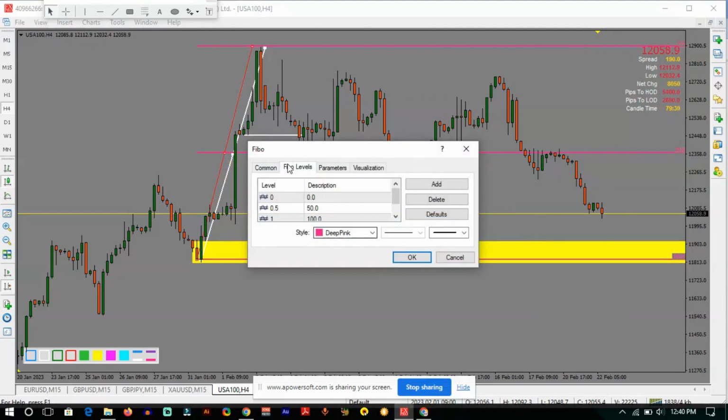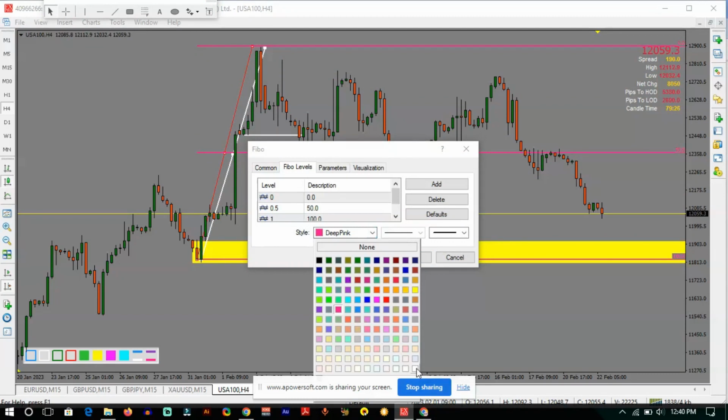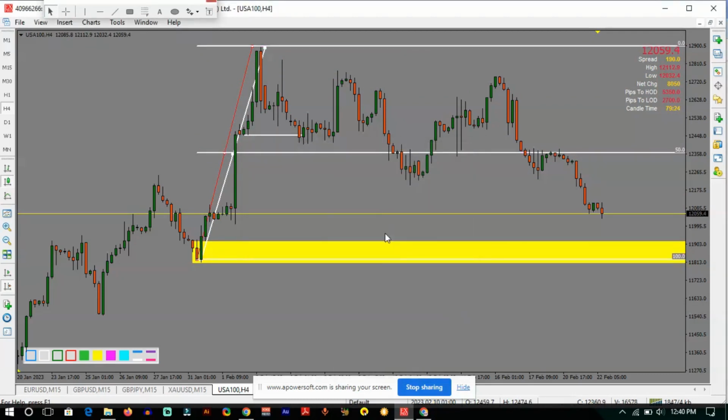Let me change some colors here to white. So in case we have a trading range from this point to this point here, sometimes the market retraces back 50% and then it buys again.